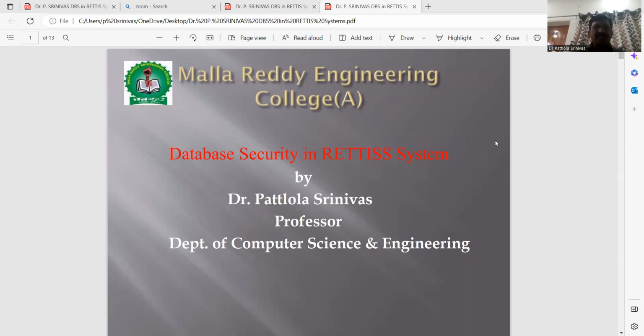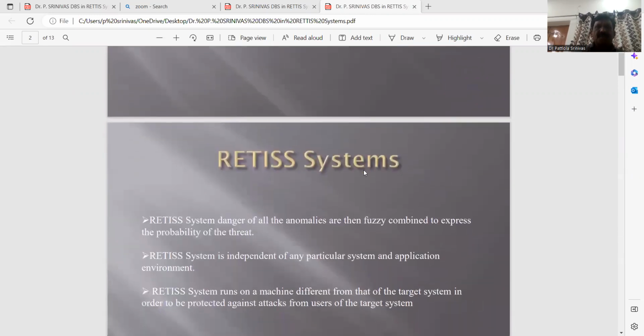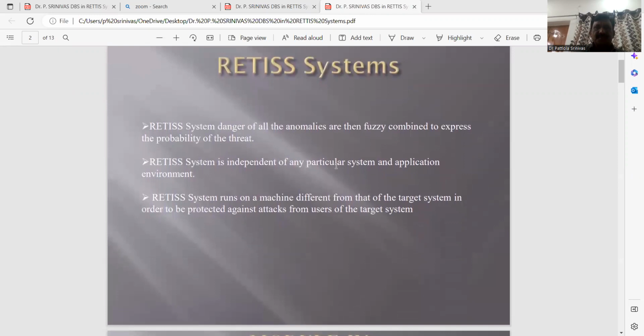My present topic is database security in RTIS system. Before that, in RTIS system, first of all, we'll introduce the database security. Database security is an authentication application. Many applications can run in your database servers. Different types of database servers can provide for the authentication. Here, as examples, I'm taking banking sectors, e-commerce applications, or business to business applications.